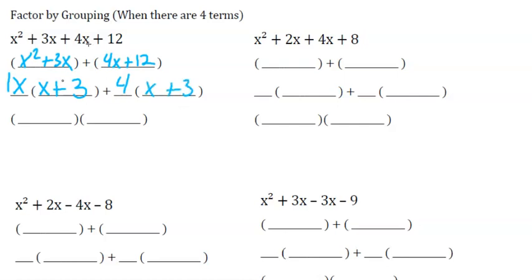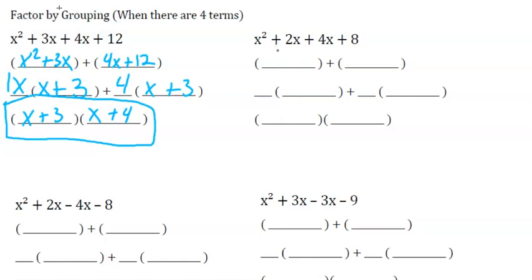Now notice that both of these groupings have x plus 3. That means we could take those out. If you take out x plus 3 on this one, you're left with 1x. If you take out x plus 3 on this one, you're left with plus 4. This is your factored form.